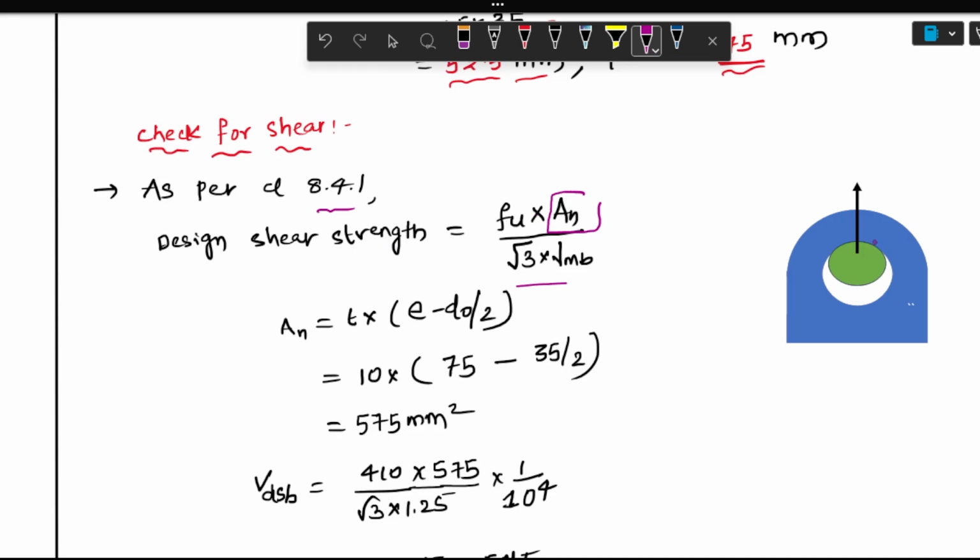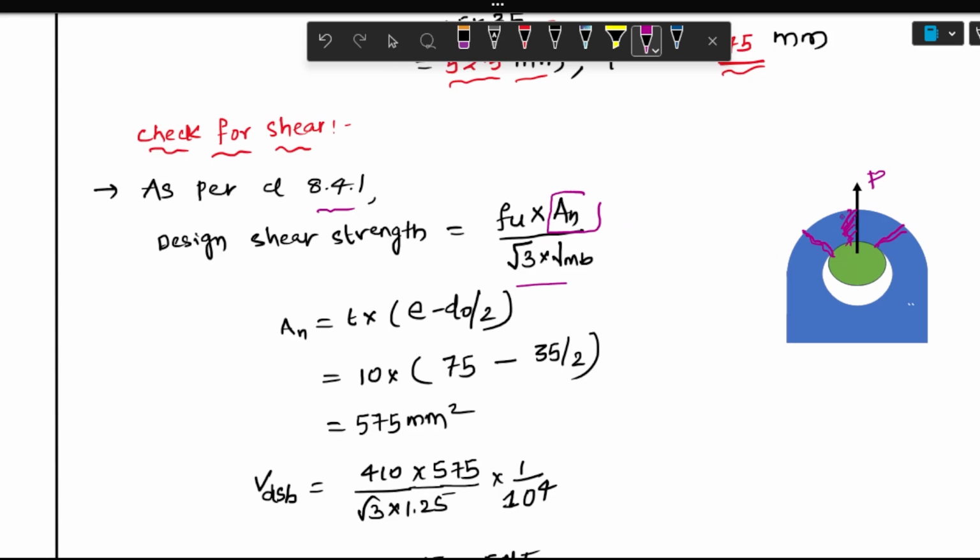We all know how the failure plane propagates. Whenever the load P is acting on the lug plate, the failure propagation takes place at a 45 degrees angle. I already explained this in the previous video, so please go through that video so that you can understand the concept of design of lug plate clearly. So here there are two planes resisting the failure in shear, but for the safer side I am considering only a single plane. Let us calculate the net area resisting that shear.